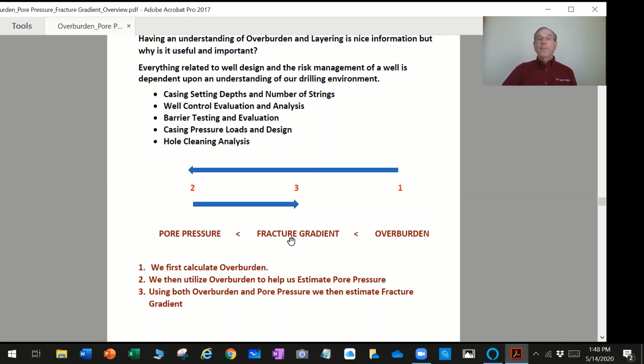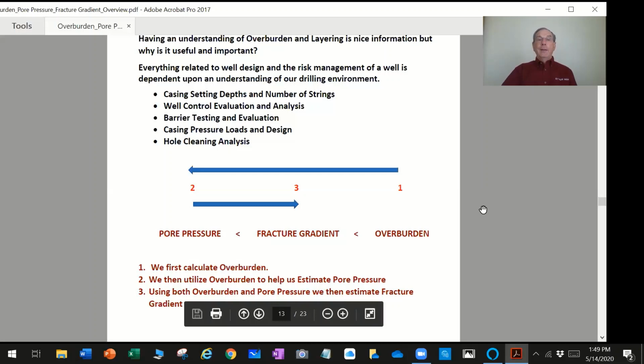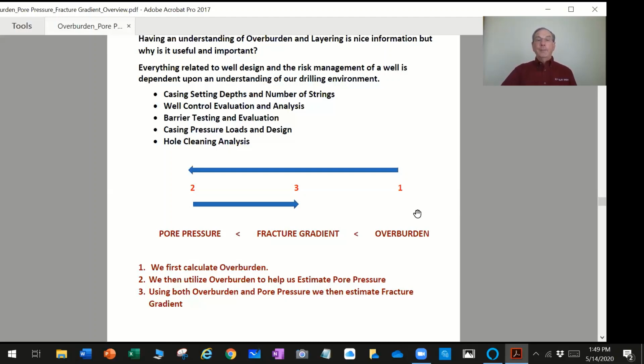So on our well, I call them the limits of our well. Pore pressure is the pressure we need to control the well, and we're going to have a mud weight greater than pore pressure. And fracture pressure is going to be a value in between overburden and pore pressure. So we're going to estimate fracture pressure. We need all three of these values to have a good understanding of our drilling environment. So we calculate overburden first, use overburden to estimate pore pressure, and then the last step is we use overburden and pore pressure to estimate fracture gradient.